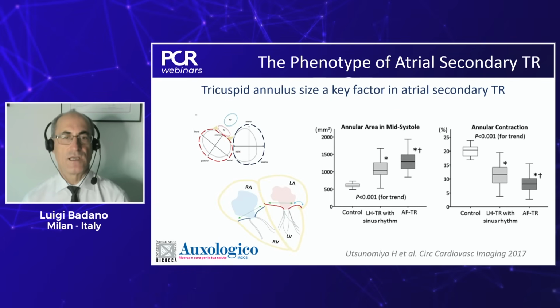The concept was not entirely new. Several other researchers have come close to it. For example, this is a seminal paper by Utsunomiya and co-workers from Los Angeles, showing that when they compared the size of the tricuspid annulus between normal subjects, patients with left heart disease and tricuspid regurgitation, and patients with tricuspid regurgitation and atrial fibrillation, the size was significantly larger in patients with atrial fibrillation than in patients with left heart diseases, and the function of the tricuspid annulus was also more severely impaired in patients with atrial fibrillation.